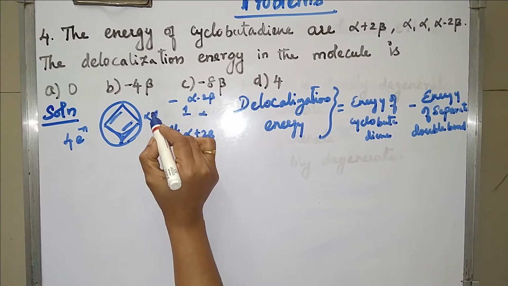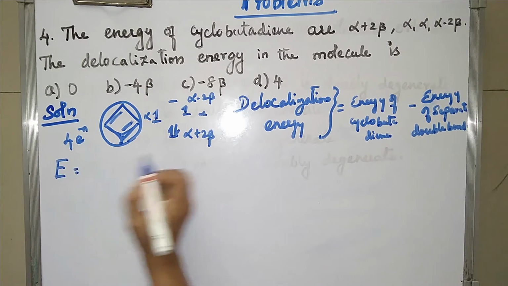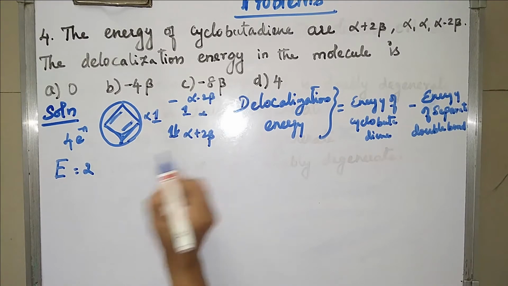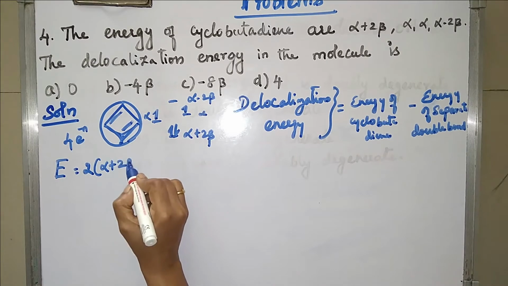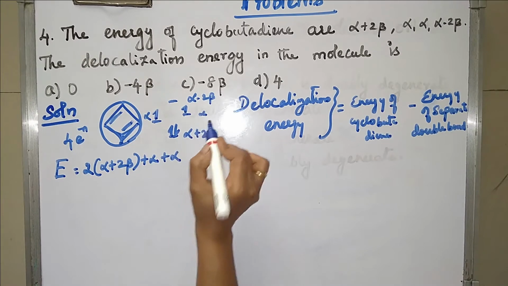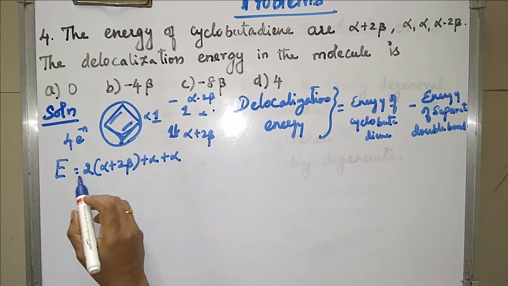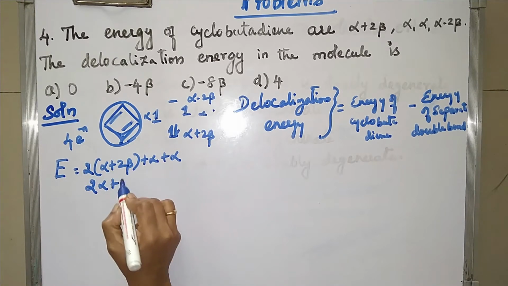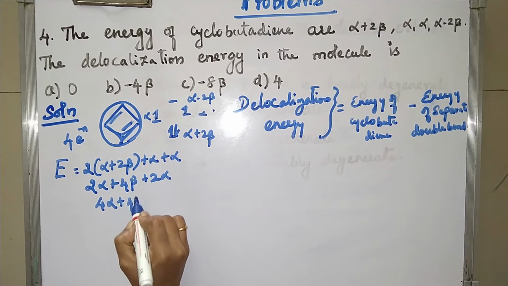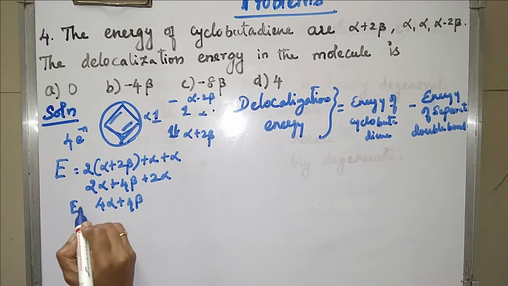First we will find the energy of cyclobutadiene. I'll write it as E. What is the energy here? Here 2 electrons are there: 2 into alpha plus 2 beta, plus here 1 electron with energy alpha, plus here 1 electron with energy alpha. Up to this level only are the electrons there. So we calculate 2 alpha plus 4 beta plus 2 alpha. Overall 4 alpha plus 4 beta. This is the energy of cyclobutadiene.